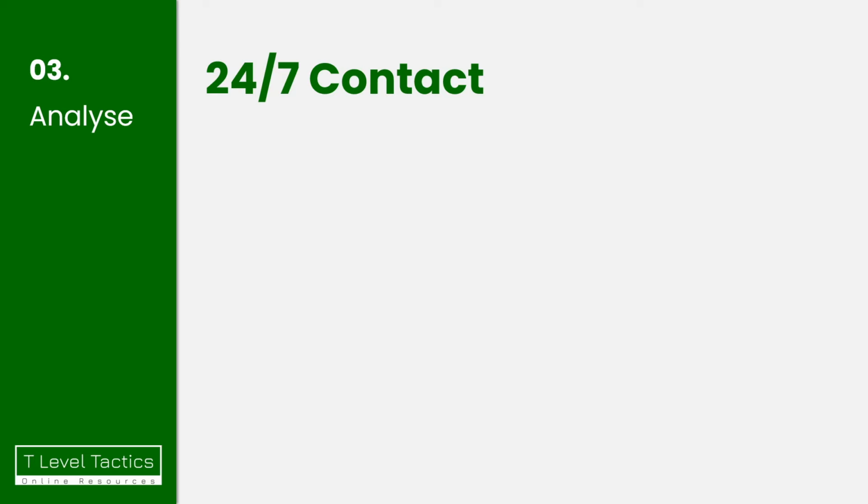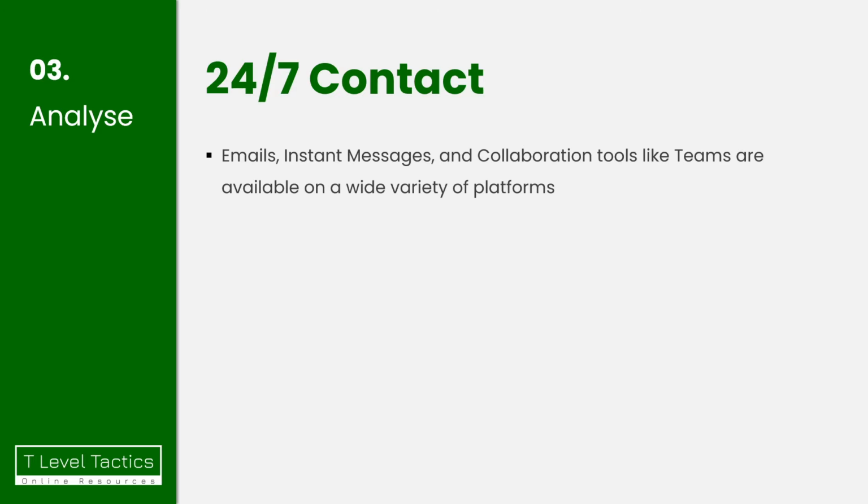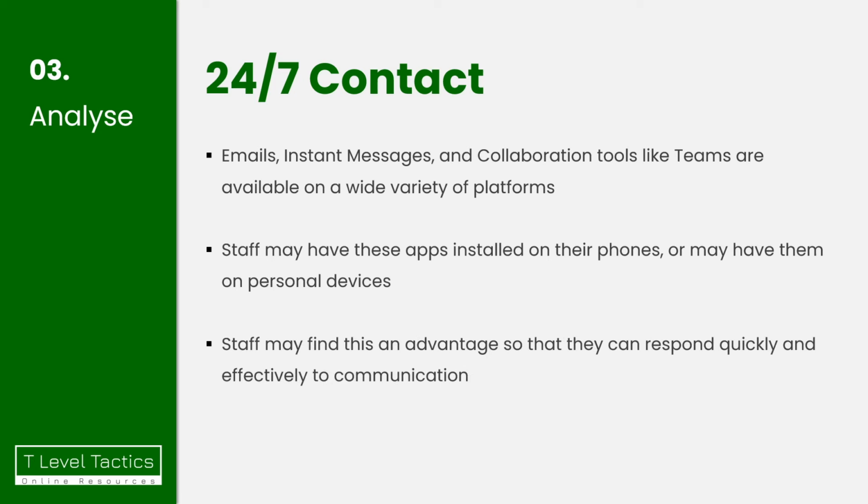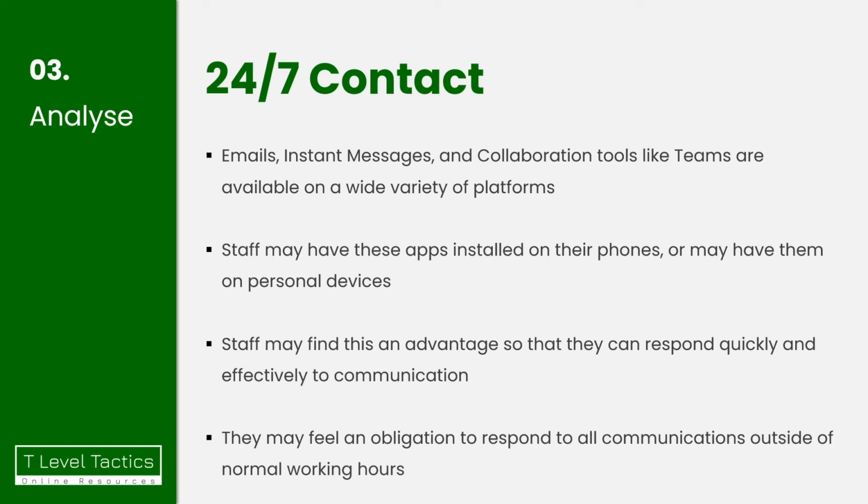We've talked about 24/7 contact through these multiple different communication channels. Emails, instant messages, and collaboration tools like Teams are available on a wide variety of platforms, and staff may have these apps installed on their phones, or may have them on other personal devices like their own laptops. Staff can find this as an advantage, so they can respond quickly and effectively to communications, but they may also feel that they have an obligation to respond to all of those communications outside of normal working hours and outside of the office as well.